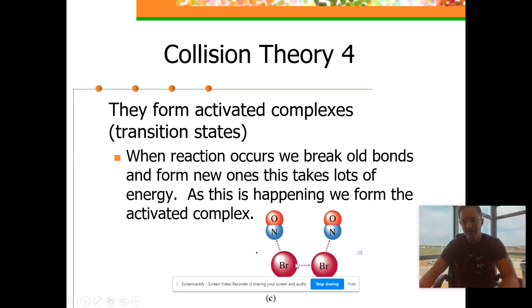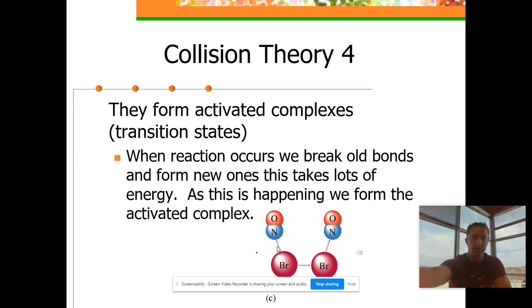Bromine is not so excited about hanging out with nitrogen and oxygen. Bromine wants to hang out with bromine. So we're in this high energy transition state. It's a high energy state. You can't stay there for long. You shouldn't ever get there in a dating situation, but chemicals certainly can't stay there. You can't buy a complex, right? You can't go to the store and buy it.